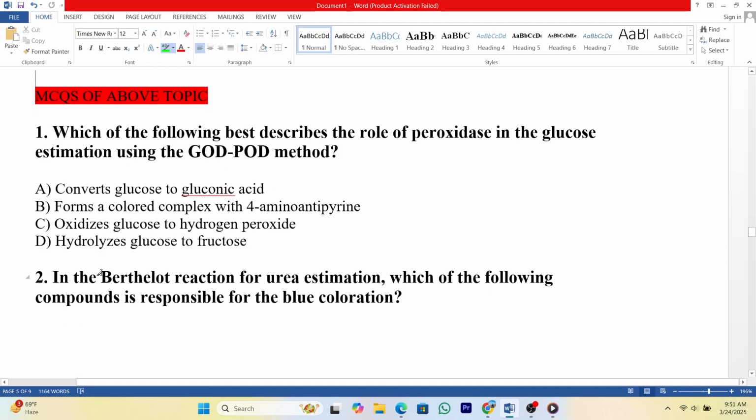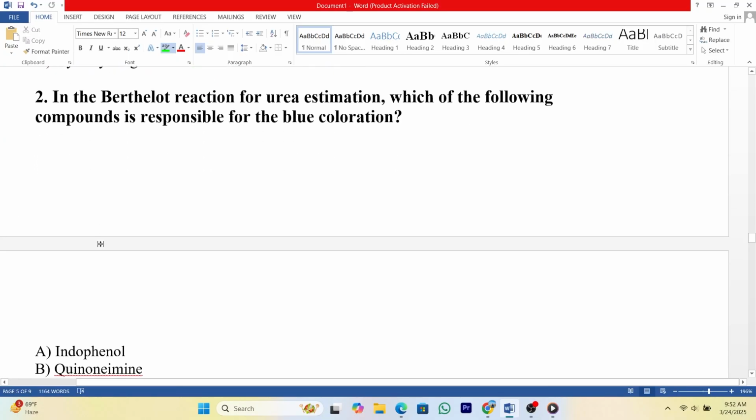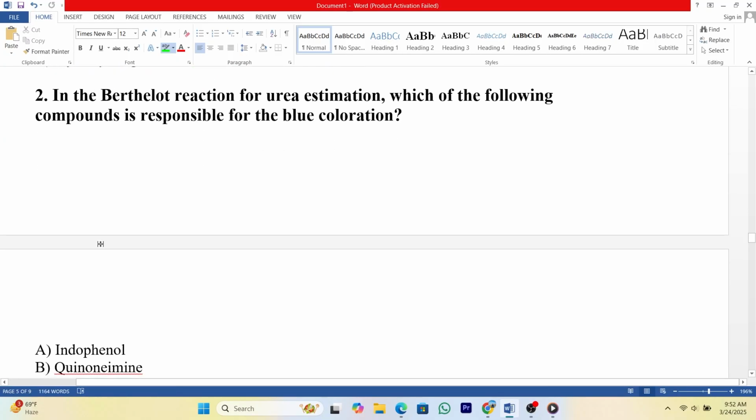1. Which of the following best describes the role of peroxidase in the glucose estimation using the GOD-POD method? A. Converts glucose to gluconic acid. B. Forms a colored complex with 4-aminoantipyrine. C. Oxidizes glucose to hydrogen peroxide. D. Hydrolyzes glucose to fructose. Answer: B.